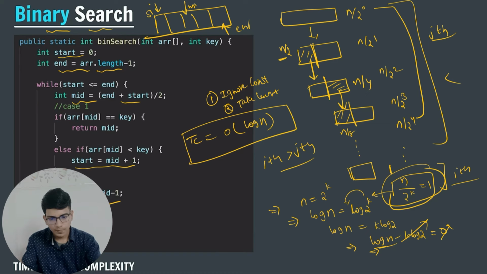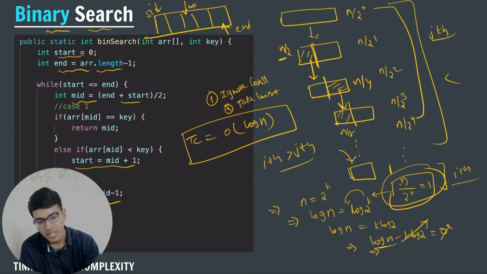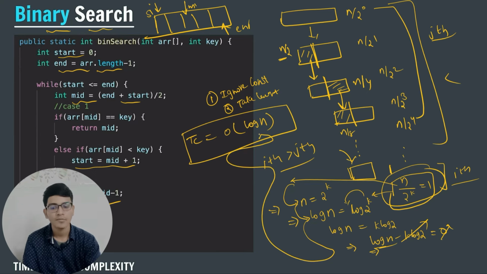Okay, so to calculate time complexity, we need to remember one thing, that we always calculate time complexity for the worst case. So what is the worst case here? This is my worst case. So I'm taking the equation of my worst case, doing some mathematical steps on the equation, and from those I can extract my time complexity. So this is how I can calculate the time complexity of binary search.